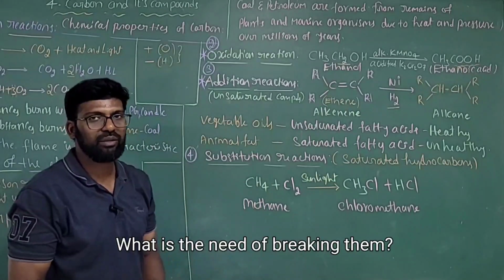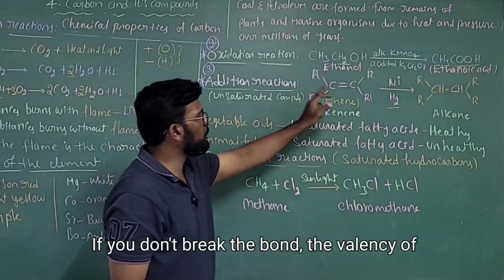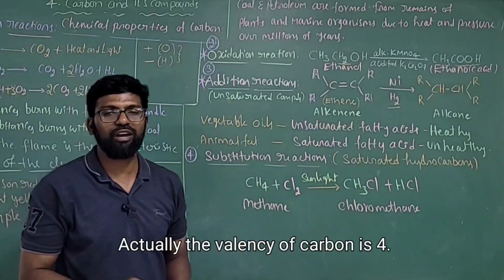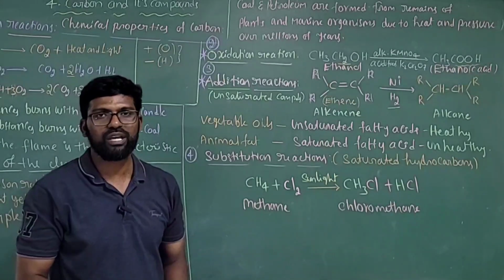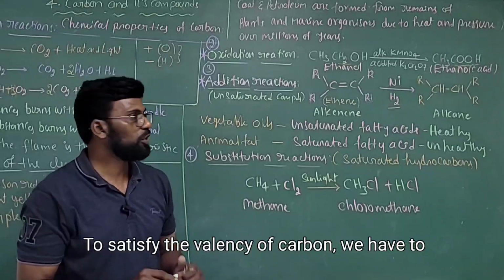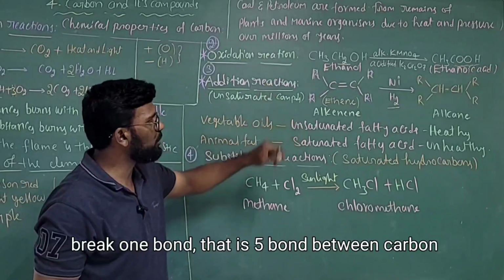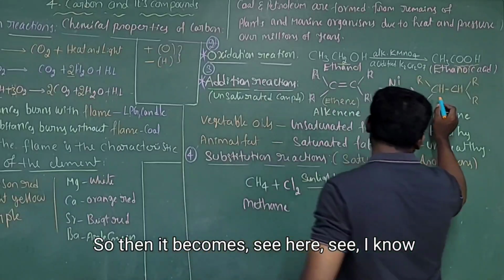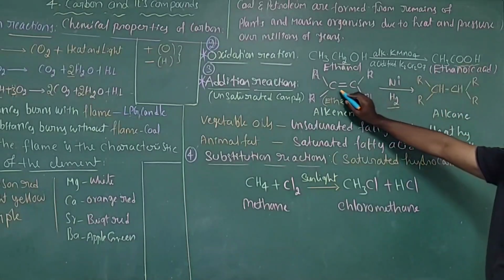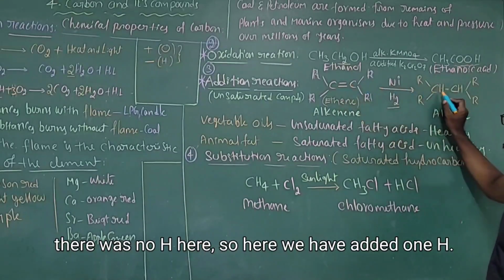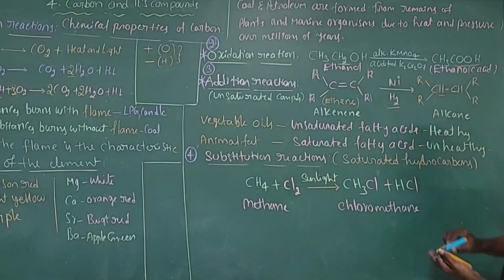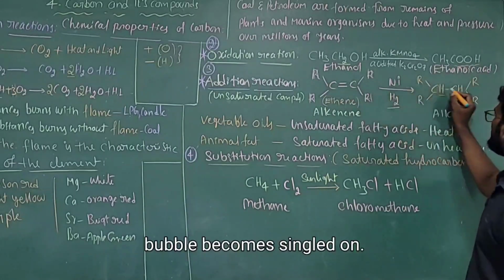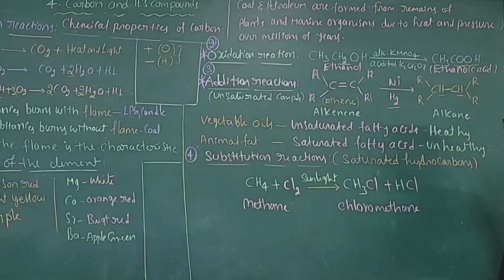What is the need of breaking the bond? If you don't break the bond, the valency of carbon becomes 5. Actually the valency of carbon is 4. To satisfy the valency of carbon, we have to break one bond, that is a pi bond between carbon and carbon. So then it becomes, see here, earlier there was no H here, so here we have added one H, and this carbon also has got one H, and this double bond becomes a single bond.